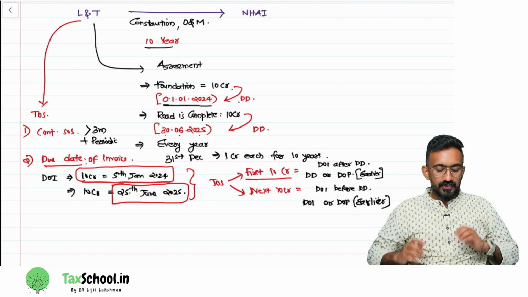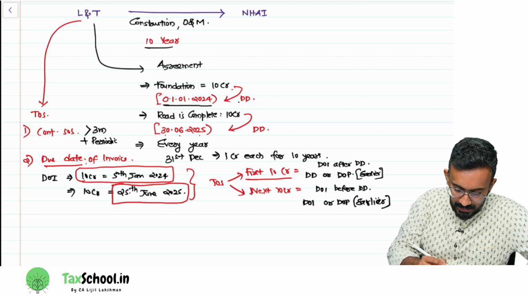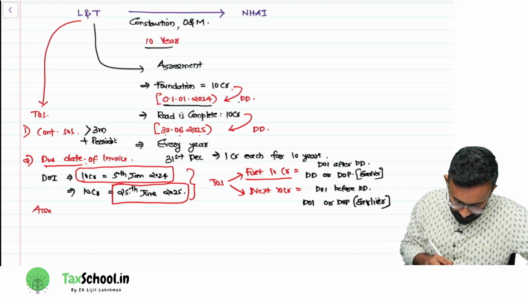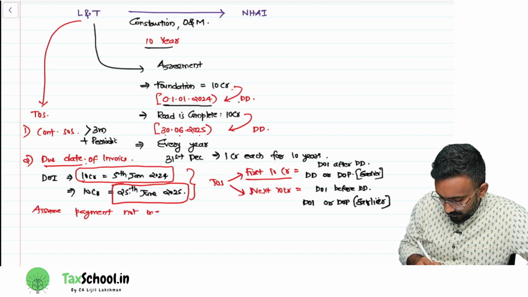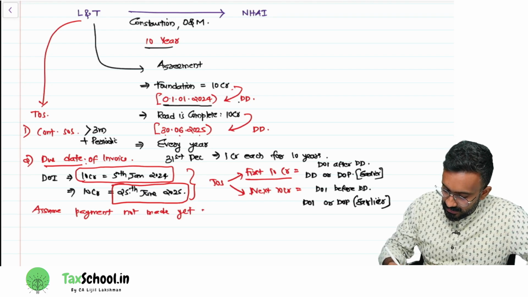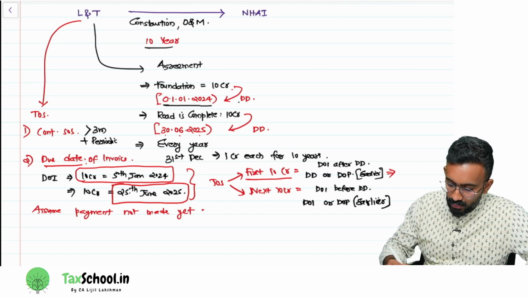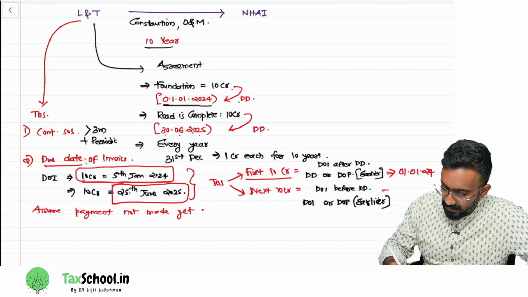Right? So let's assume payment is not made. Payment is not made yet. Then time of supply for first 10 crore would be 1st of January 2024. For the next 10 crore would be 25th of June 2025.